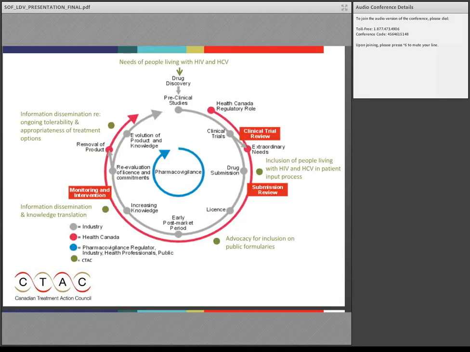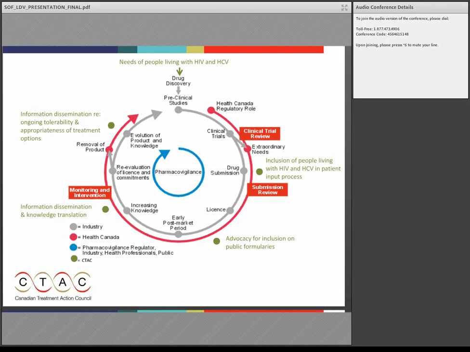Now, this diagram helps explain the drug development, review, and market stages in Canada, and it includes notes that detail how CTAC participates in the process. The industrial experience, the red indicates the Health Canada experience, and the blue line is ever-present vigilance by our regulatory bodies, the public and health professionals. We're always working on exchange tools to make them more useful. This diagram is no exception.